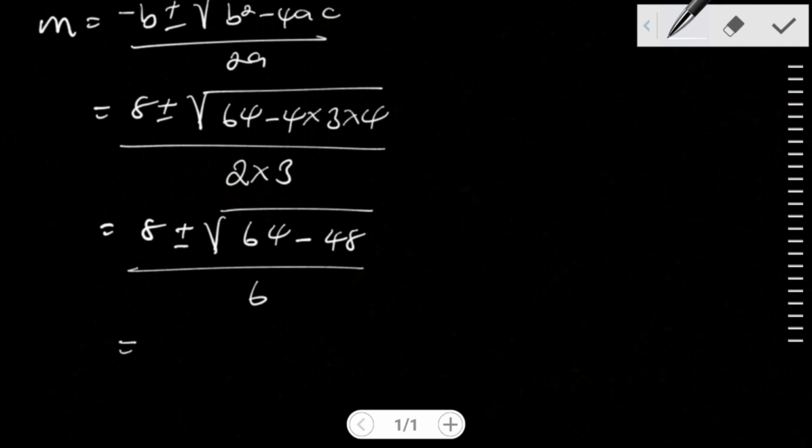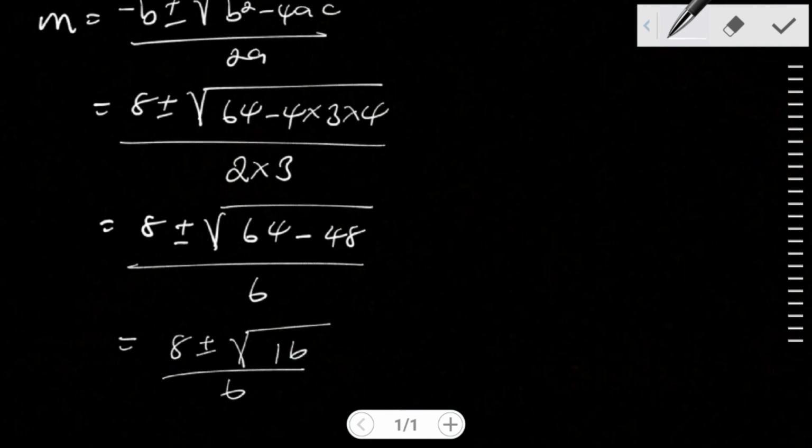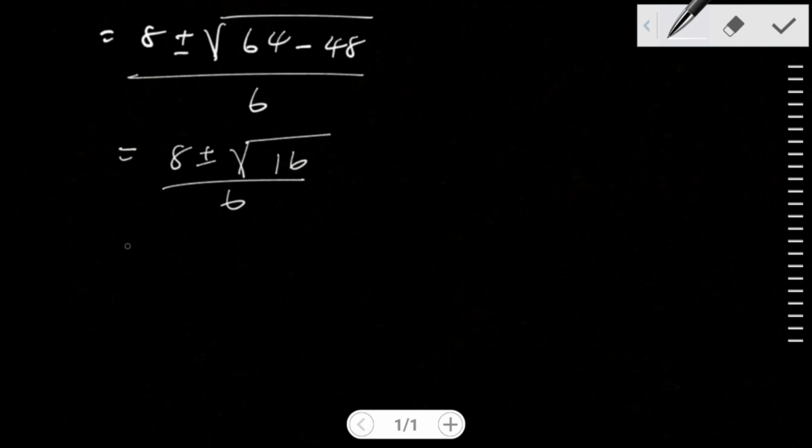So after subtraction, this would be 8 plus or minus the root of 16 all over 6. Then when I work this out, you find that this would be 8 plus or minus 4 all over 6. So dividing by 2, I'm going to have 3, 4, and 2.